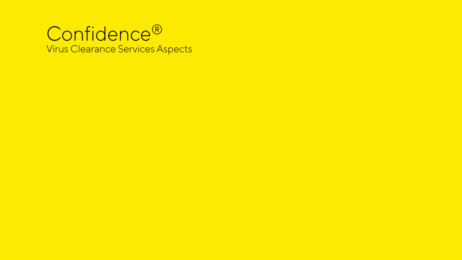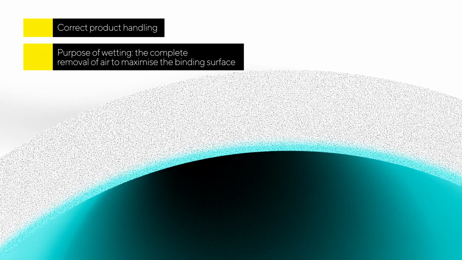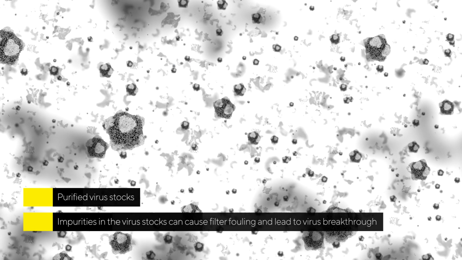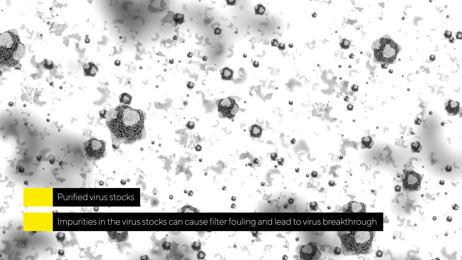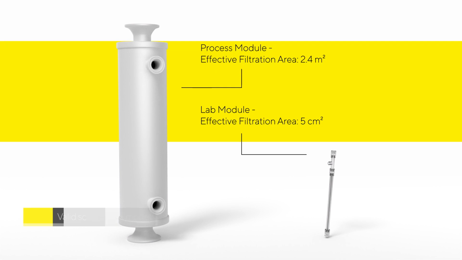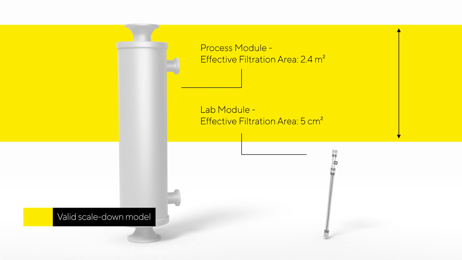In addition to careful study planning, three key aspects must be considered for a successful virus clearance study. First, correct product handling, such as proper wetting and equilibration of filters and membrane adsorbers. Second, purified virus stocks to prevent fouling of filters and membrane adsorbers, which could reduce the clearance effectiveness. Third, valid scale-down model to guarantee reliable comparison between the manufacturing and the laboratory processes.